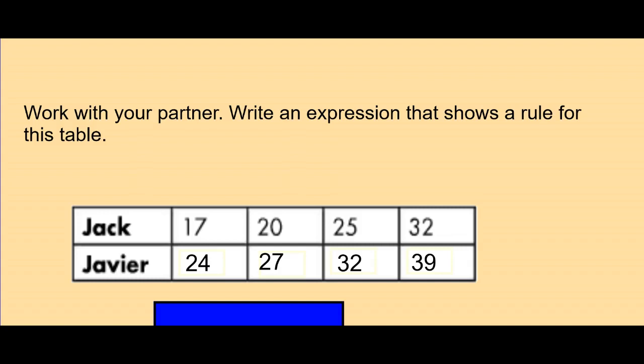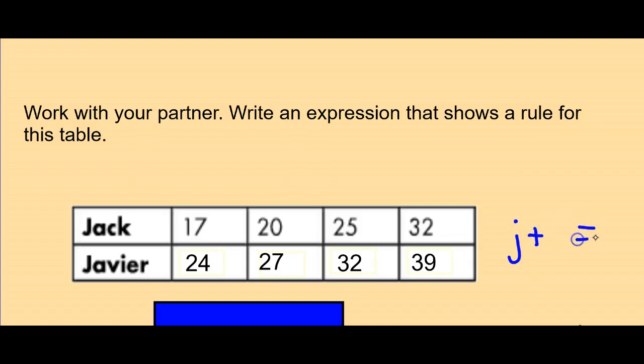Okay, so here's another pattern for Jack and Javier. This time, Jack has 17 blocks. Then it changes to 24 when Javier redoes it. Then Jack has 20, changes to 27. Jack's is 25, changes to 32 for Javier. Then 32, changing to 39. So when we look at this, Jack's amount is less than Javier's this time. So whatever Jack has is being increased to make Javier's number.